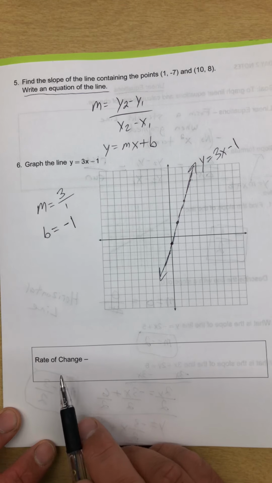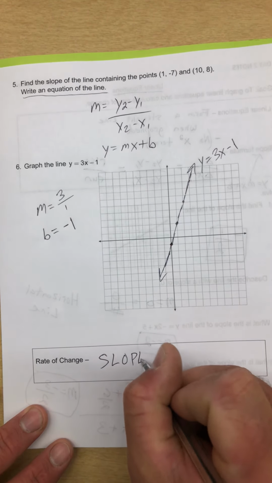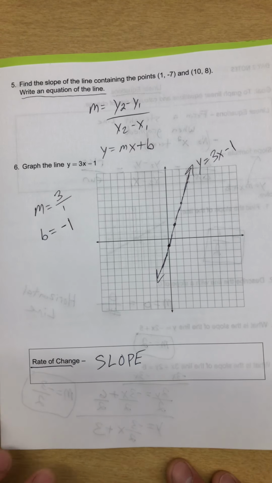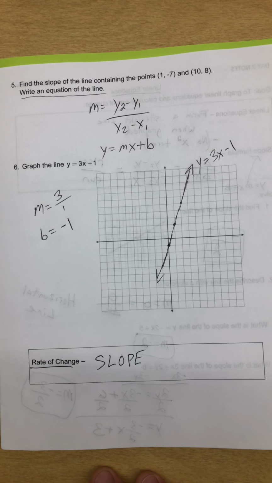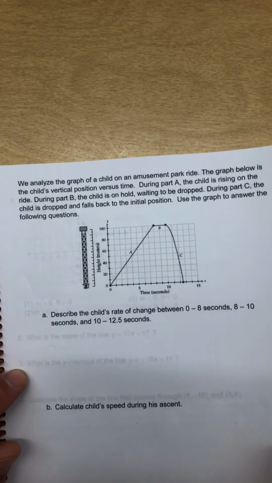Rate of change. We mentioned that in class before. That is just slope. Anytime you see a rate of change question, it is a slope question. You'll be finding a slope some way, somehow. Some word problems, I think, on the next page. Short notes today.